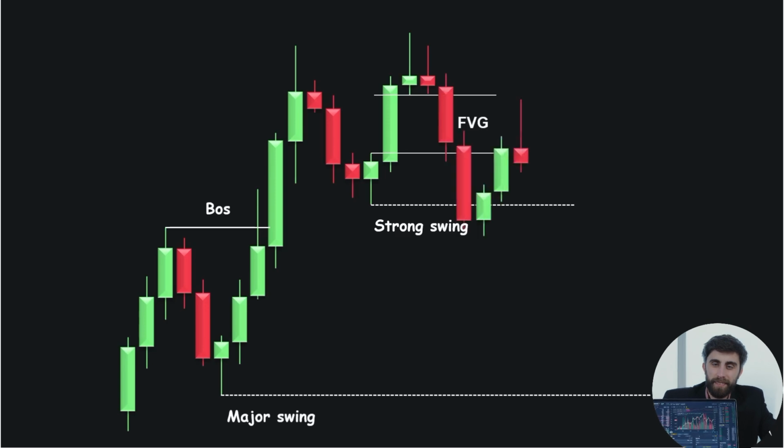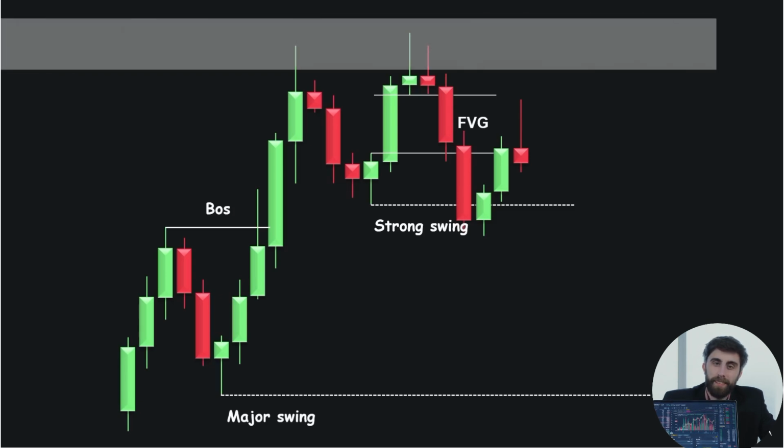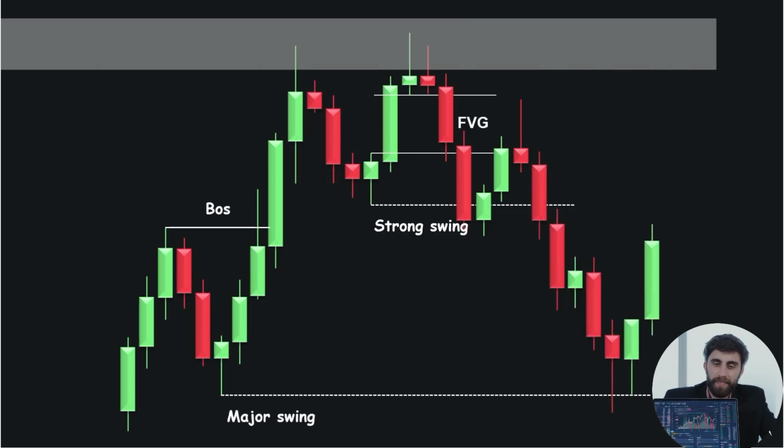However, if the price breaks below it, that indicates bearish momentum. This scenario often occurs when the price taps into a higher time frame key level. Now, we can take short entries in this inverse fair value gap area, targeting the major swing low because it continues to act as strong support for the price.